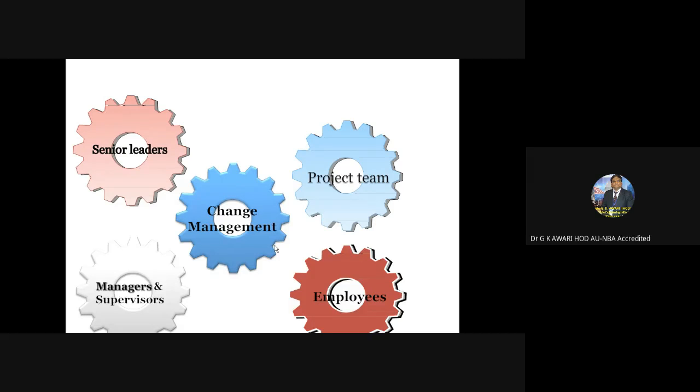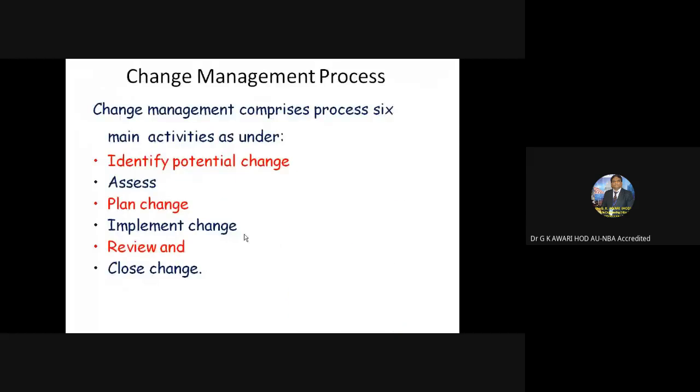So when these 4 gears, the project team, senior leader, managers and supervisors, and employees, come together and the change management gear is at the central place, when power is given to the change management gear and it rotates, it rotates everything: project team, employees, managers and supervisors, and the senior leader. Which means that bringing change in the organization needs a complete 360 degree of thinking, 360 degree of involvement of each and every individual in an organization.